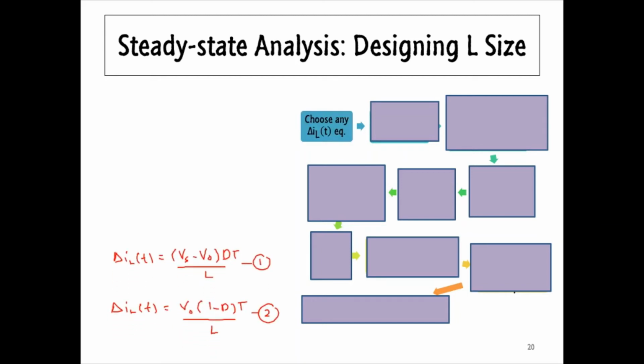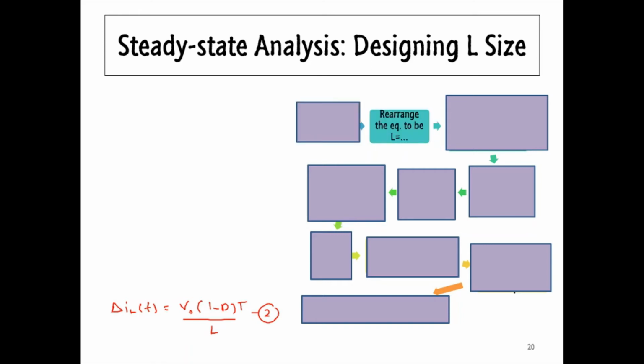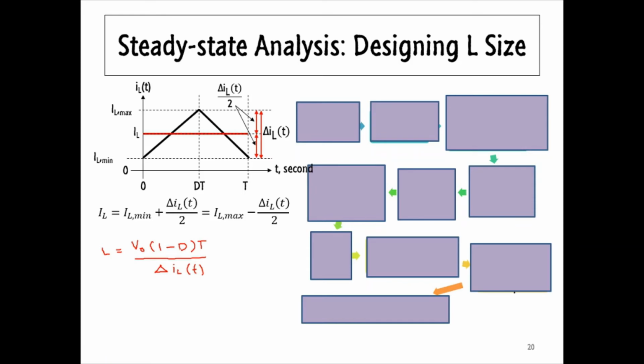First, we need to choose one delta IL equation. Since the second equation has only one voltage parameter, thus, I will choose this equation for this procedure. After choosing the equation, we need to rearrange the equation to obtain the inductor equation. Next, we need to shift our focus to the waveform and equation of the inductor current. To determine the critical inductor value, we need to consider the critical condition of the inductor current waveform. It happens when the minimum amplitude of the waveform equals to 0.